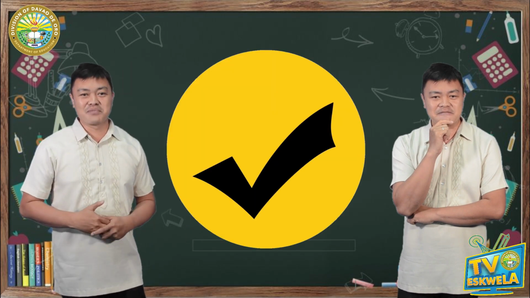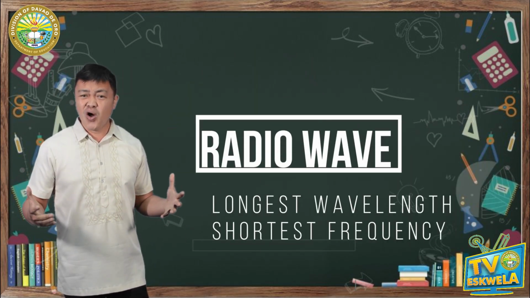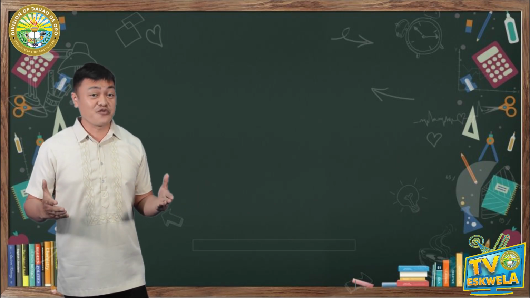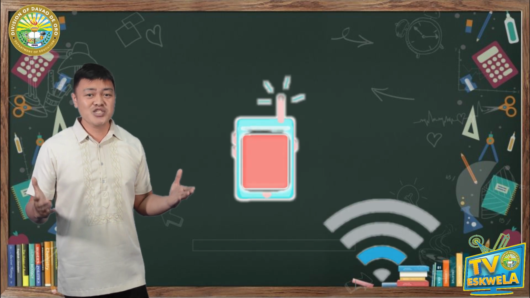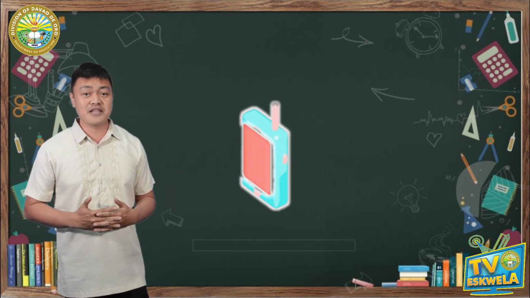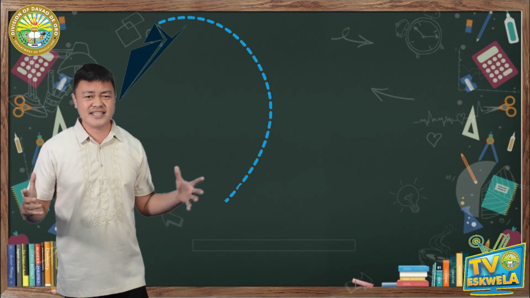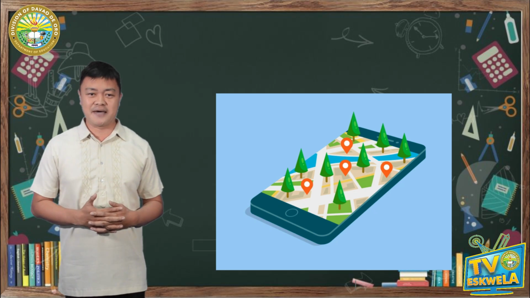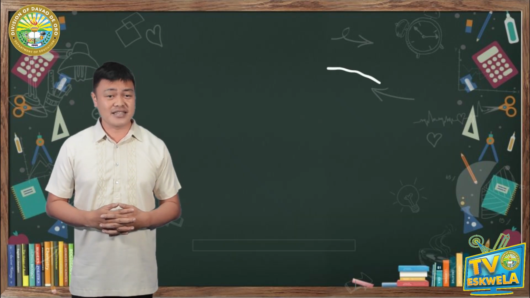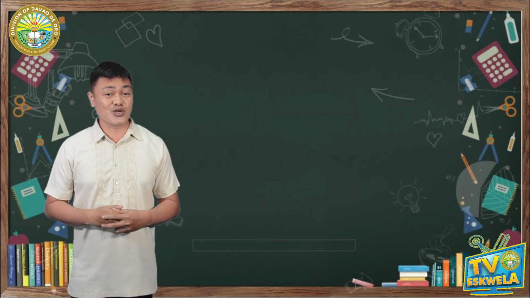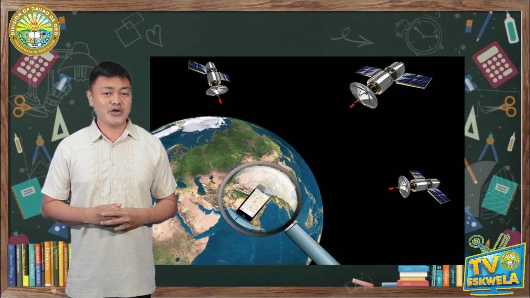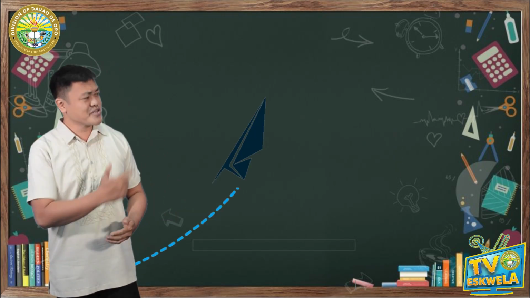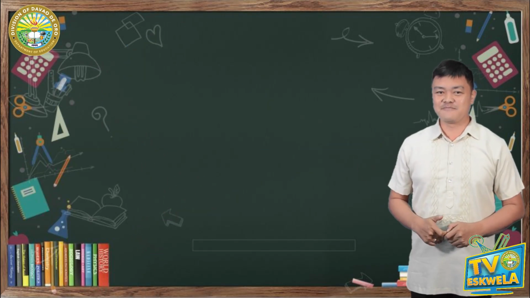Yes, you are correct, my friend. Radio wave is the longest wavelength and the shortest frequency. With this range of wavelength and frequency, radio wave can be used to transmit sound and picture information over long distances. It can be seen in the GPS or global positioning systems in order for us to be located where we are on Earth. It is also used to connect the satellites in order to receive signal and gives us direction. Now your turn. Okay, my turn.